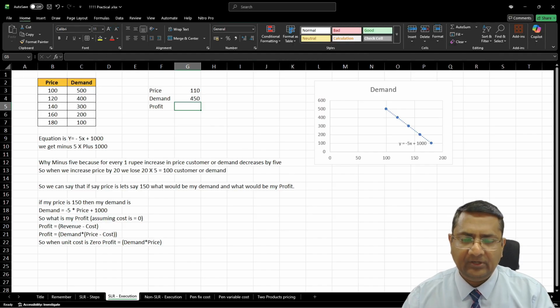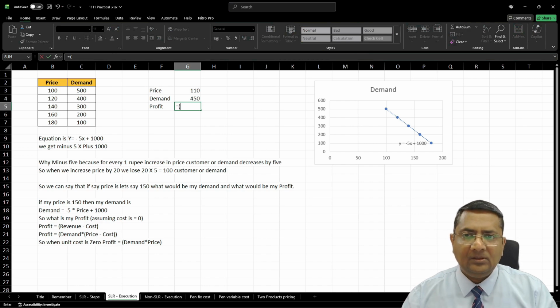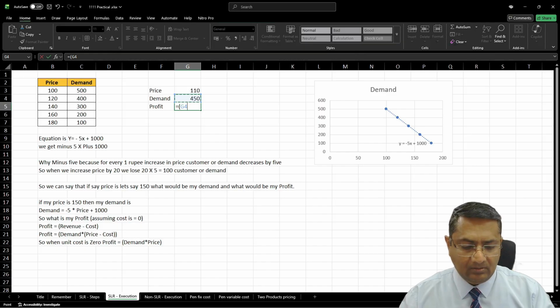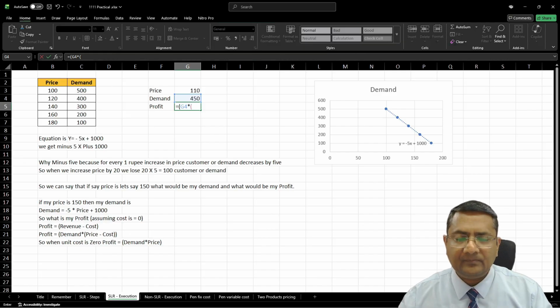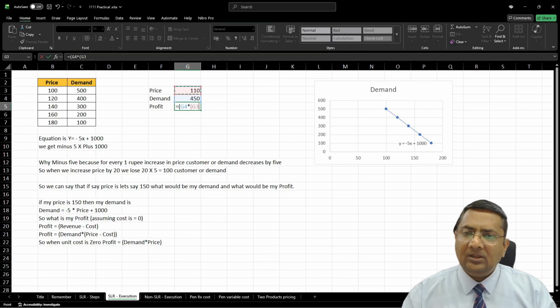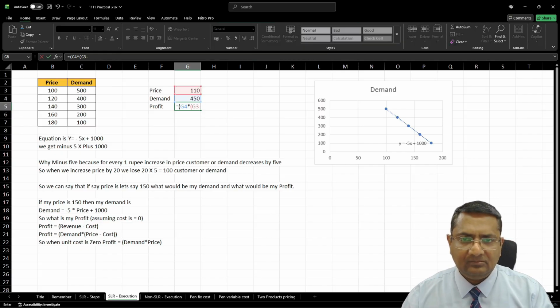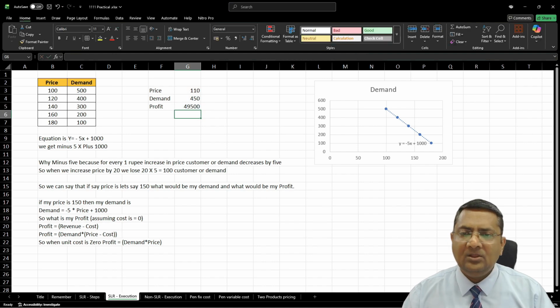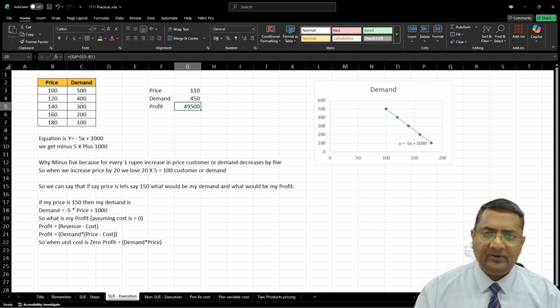Let's calculate the profit. Profit equals to total units sold multiplied by price. And here in our case, what is price? Price is 110. Since we assume that there is no cost, the cost is 0, so we can put 0 here, and then we will close this bracket and press enter. So our profit is 49,500. This is based on this equation.